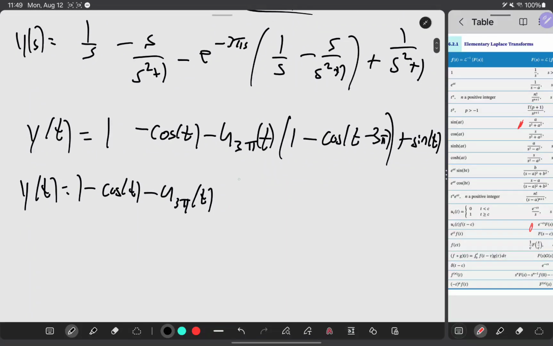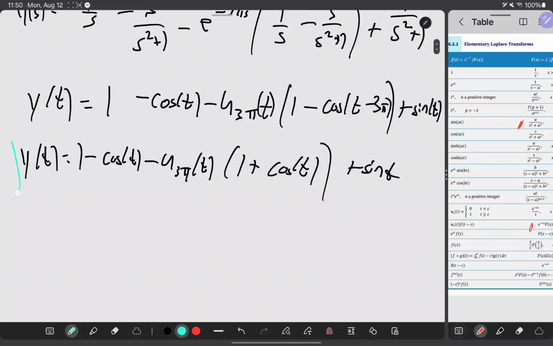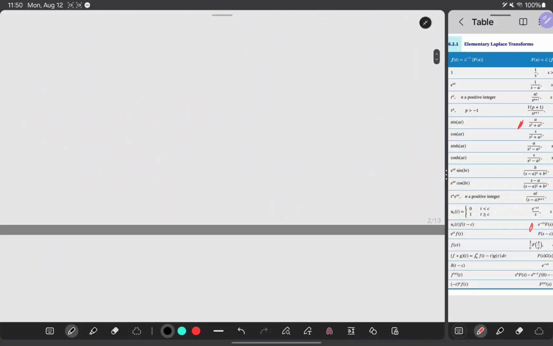So then we'll have 1 plus cosine of t. This is still plus sine of t. Can we go any further? I don't think so. This is the answer. Yeah, that would be the answer. Okay, that's not too bad.